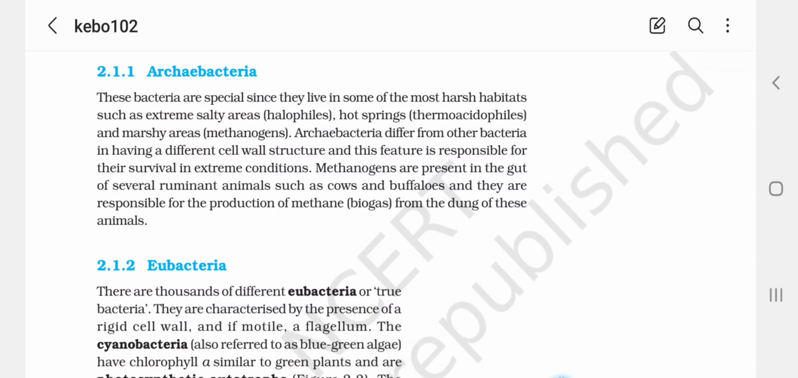2.1.1 Archaeobacteria. These bacteria are special since they live in some of the most harsh habitats such as extreme salty areas, halophiles; hot springs, thermoacidophiles; and marshy areas, methanogens. Archaeobacteria differ from other bacteria in having a different cell wall structure, and this feature is responsible for their survival in extreme conditions. Methanogens are present in the gut of several ruminant animals, such as cows and buffaloes, and they are responsible for the production of methane biogas from the dung of these animals.